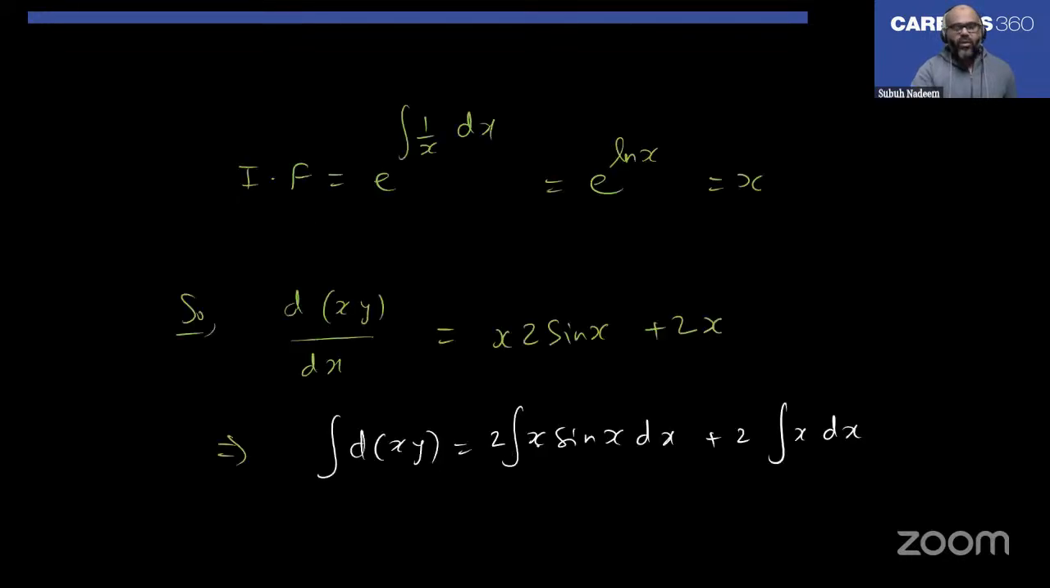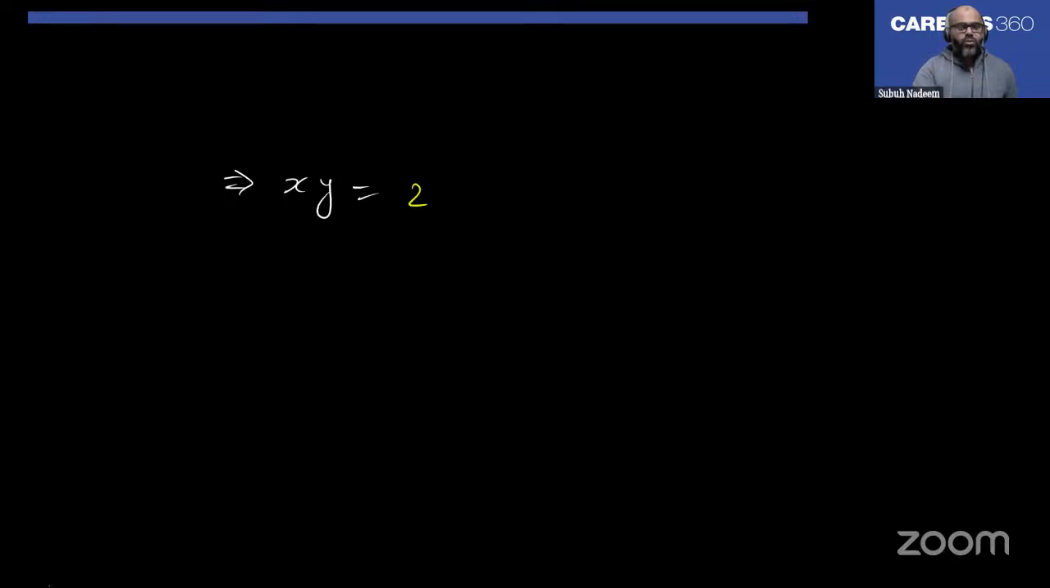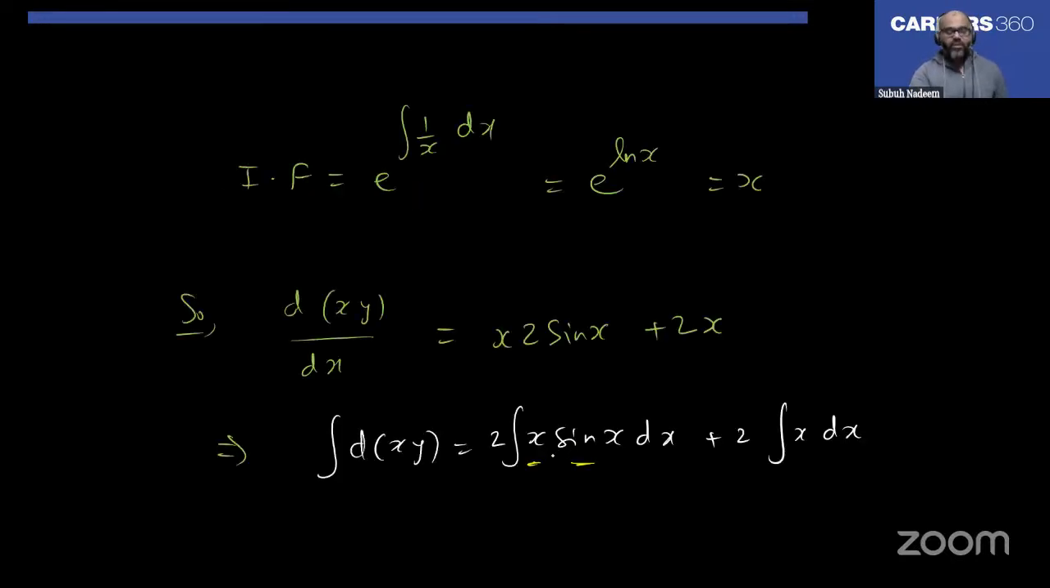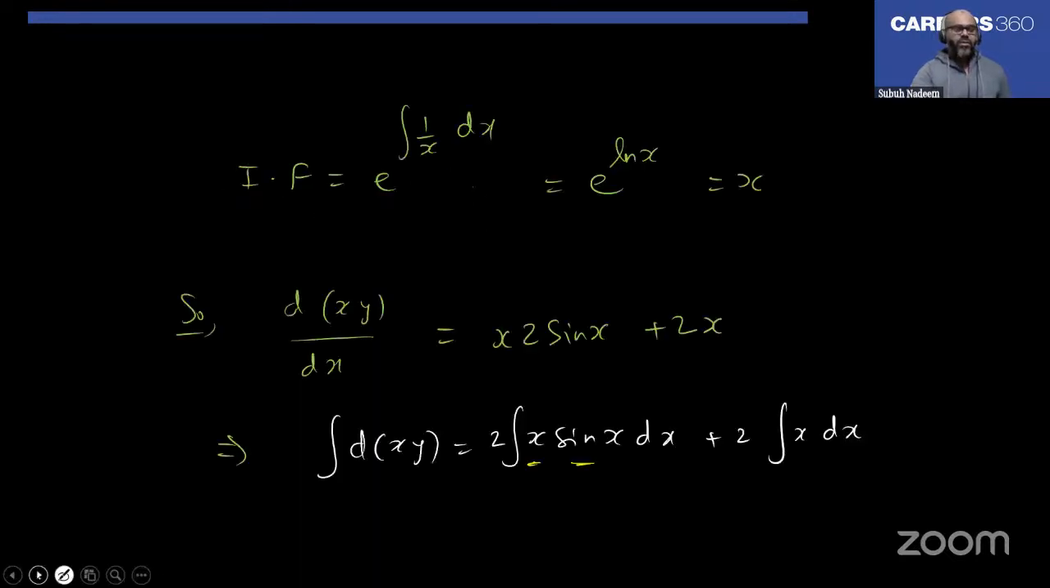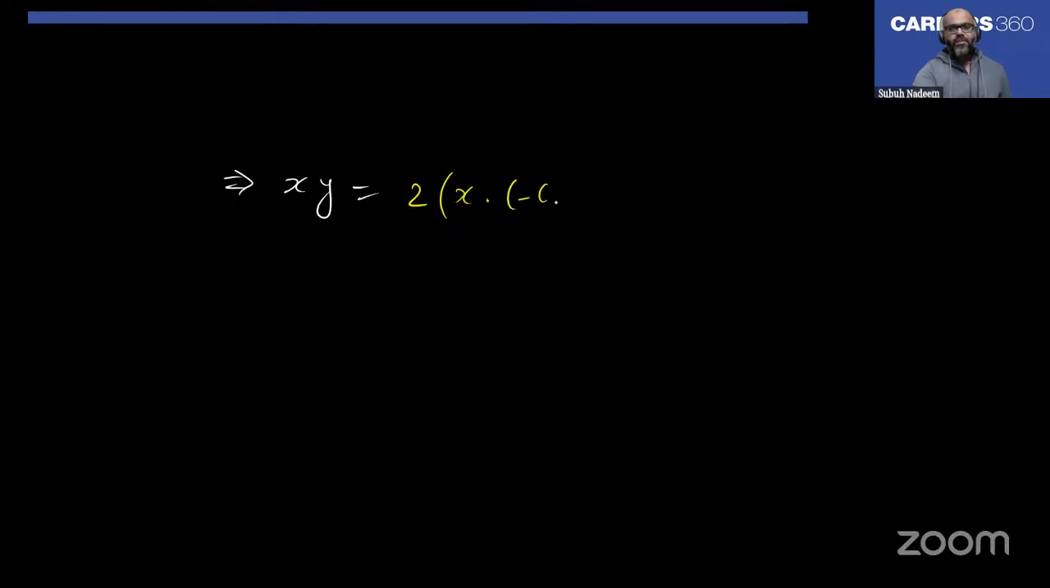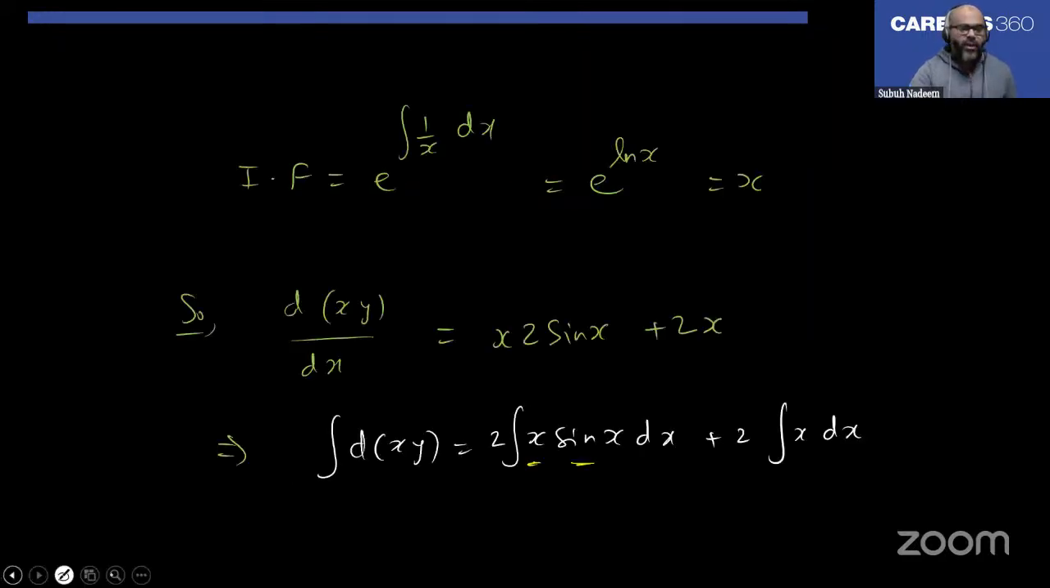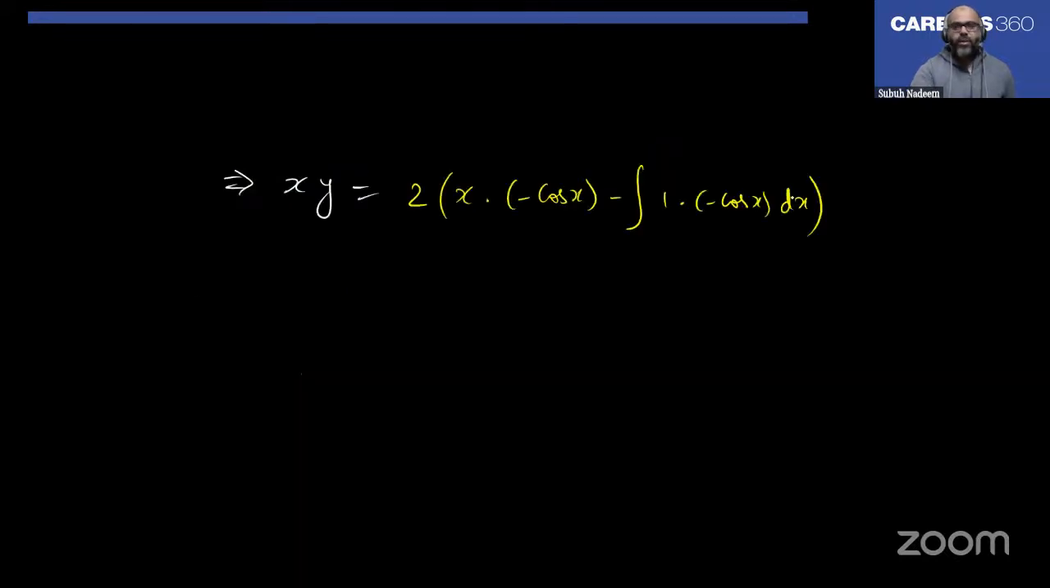And this is equal to 2. This one, we use by parts, this and this. So this is equal to 2. And first function is x into integral of sin x, that is minus cos x, minus integral derivative of x will be 1 into minus cos x dx. This is what we'll get here. And here it is 2x square by 2, which is x square plus c.